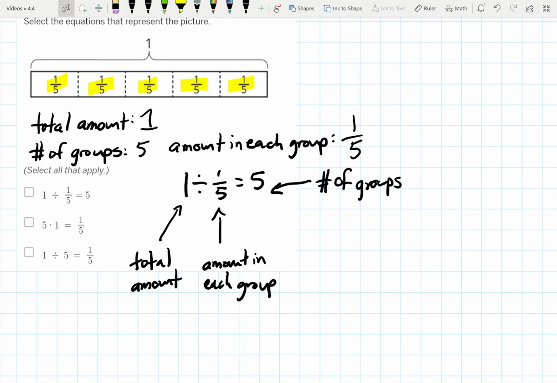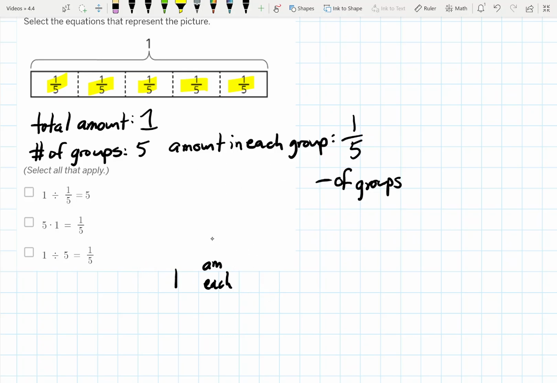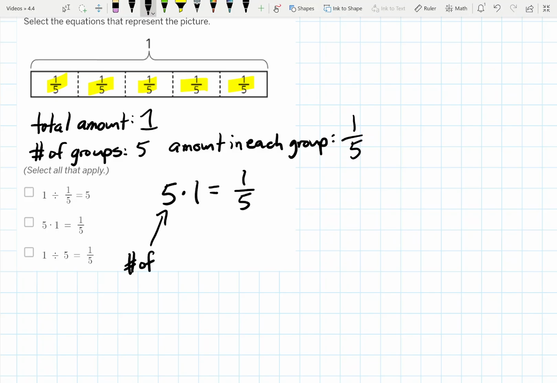Now let's look at another equation. I'll actually go ahead and erase some of this. Some of my other videos, my page got a little messy. Let's look at 5 times 1 equals 1/5. So with multiplication, we're looking at a number of groups. So 5 would be our number of groups. And in that case, 1 would represent the amount in each group. Well, that's just not true here, and 1/5 would end up being the total amount. So since that doesn't represent the picture, this equation, it's no good.